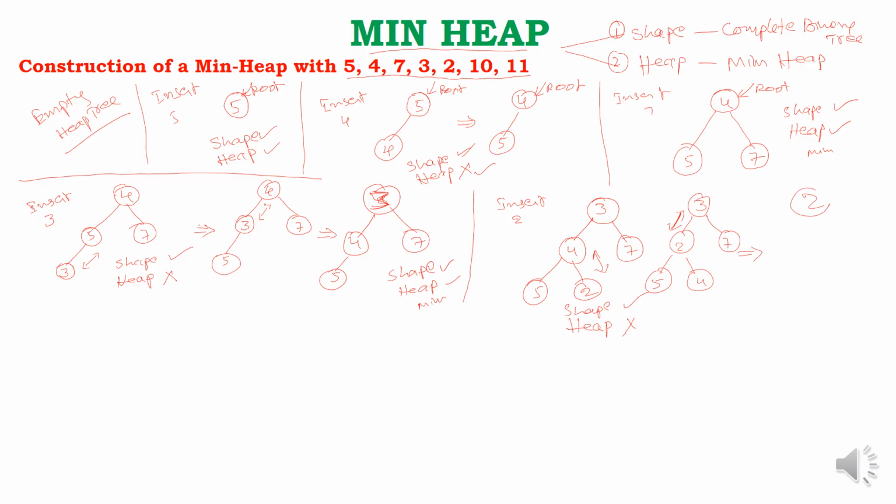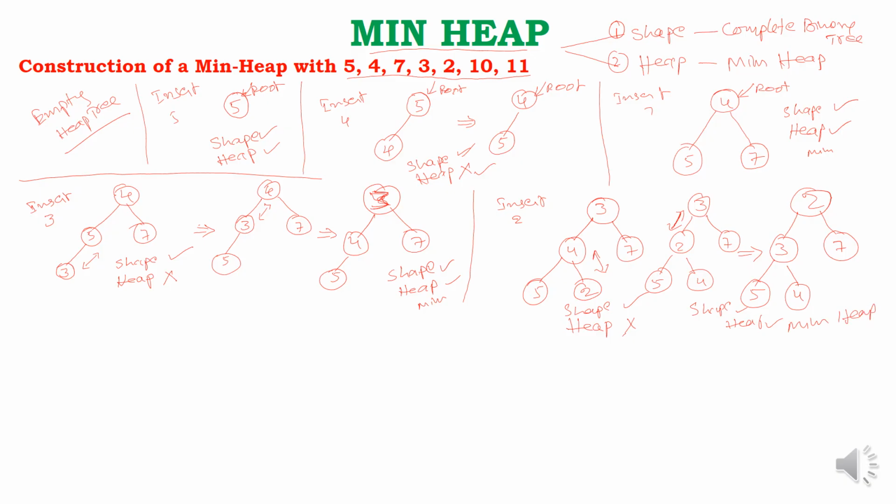2, 3, 7, 5, 4. What about shape and heap? Shape. It is complete binary tree. What about heap? 2 is less than 3, 2 is less than 7. What about 3? 3 is less than 5, 3 is less than 4. Heap properties also. So it is a min heap.